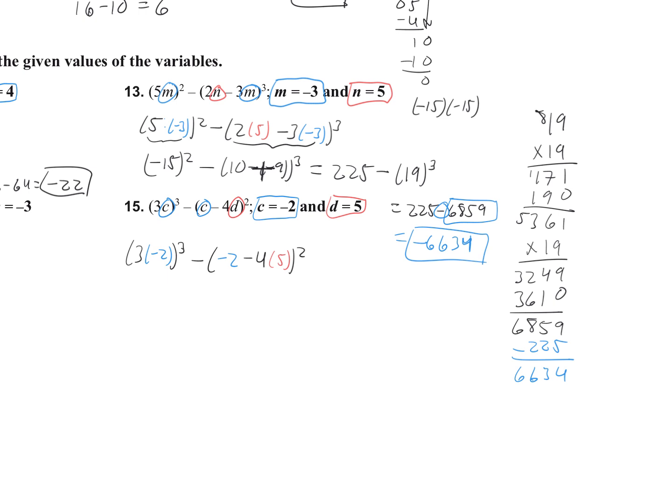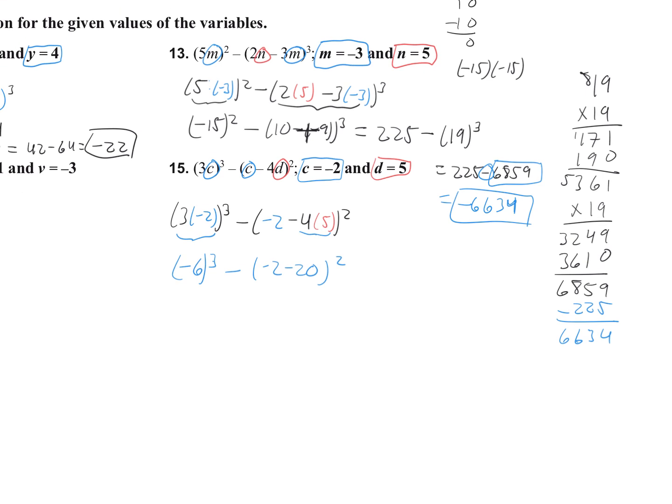And now we just have numbers, right? So these are easier to work with than the variables. All right, so 3 times -2. Again, order of operations, don't forget it. Here we're going to work on the inside, right? So 3 times -2 is -6 to the third power. All right, and then minus these parentheses here, we get -2 minus 20, right? I did 4 times 5. All right, and you're doing that first before you do the subtraction. All right, to the second power.